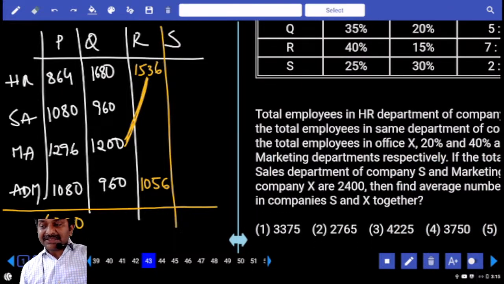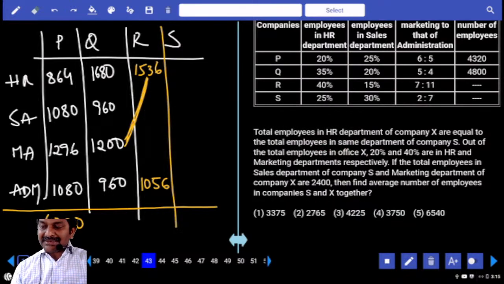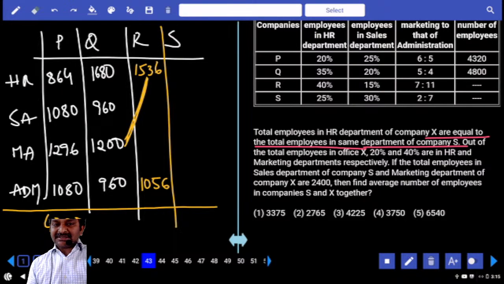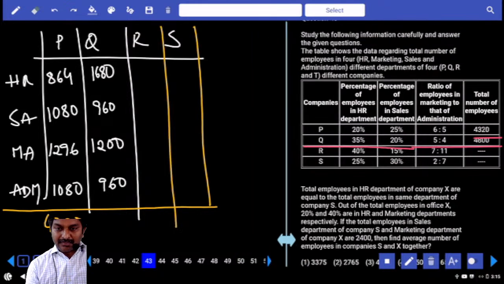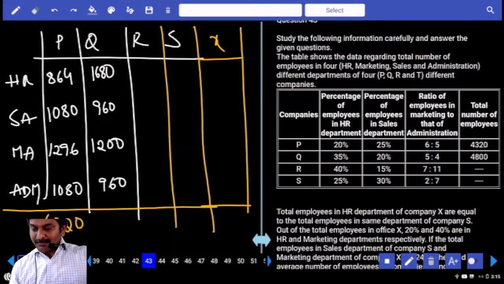Total employees in the HR department of company X are equal to the total employees in the same department of company S. Now they are talking about company X and then company S. There is one more new company X. Total employees are same. Okay.